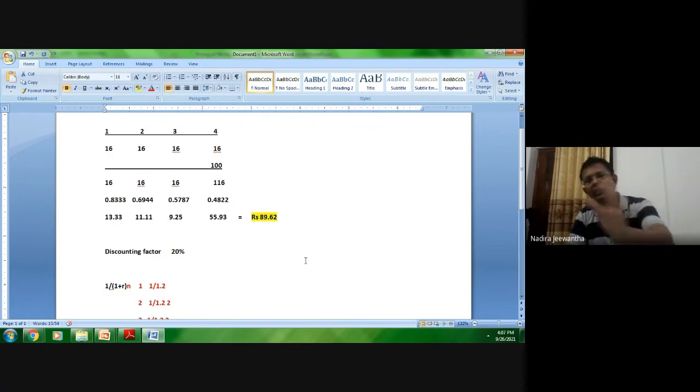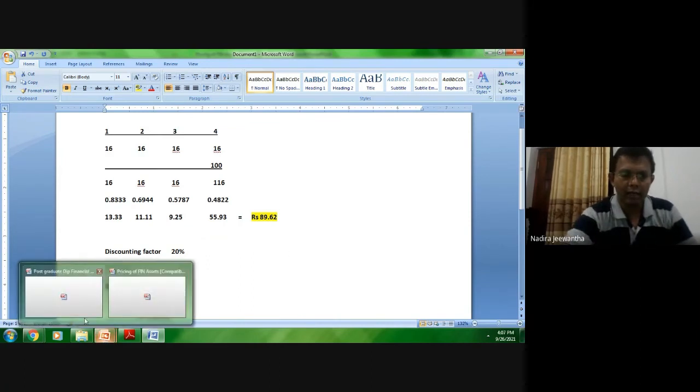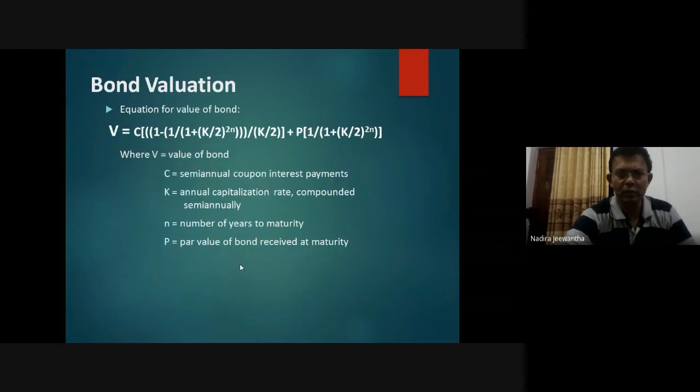Each year you are getting 16. At the end of the 4-year period, you are getting the face value as well. Now, there is a slight difference, and then you will understand. If you can understand this, you will understand once we do this question. You can clearly understand what this means. So, shall we attempt this question?